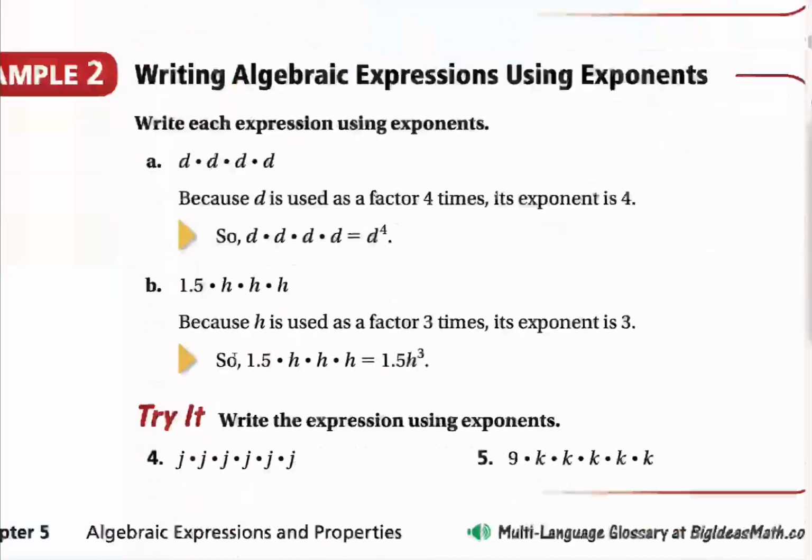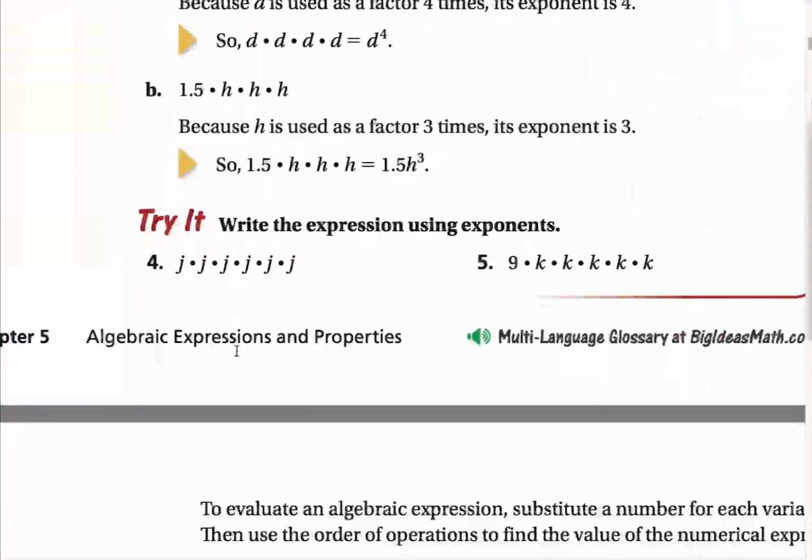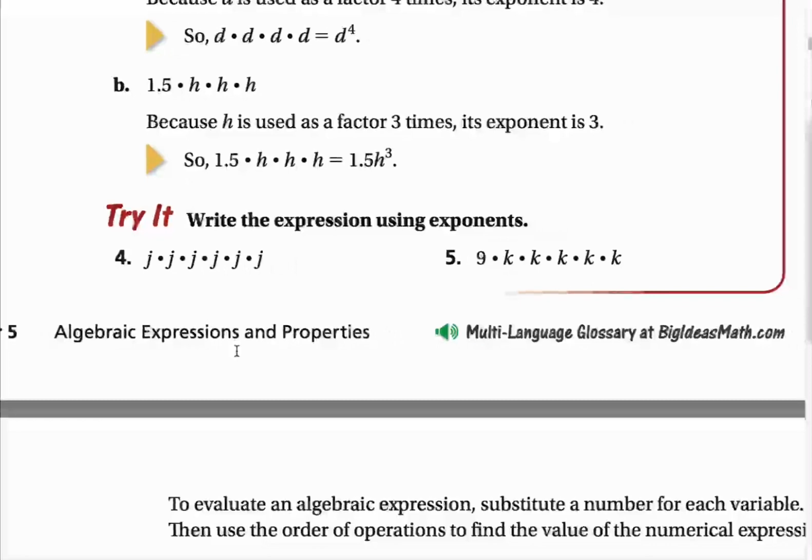Now let's move back to the book and let's solve these two questions. Amir? Yes, teacher. Question number 4. We need to write the expression using exponents. How many j's do we have? 6. Okay, so we can write this as j raised to the power 6. So the exponent should be 6. Okay, thank you, my hero.